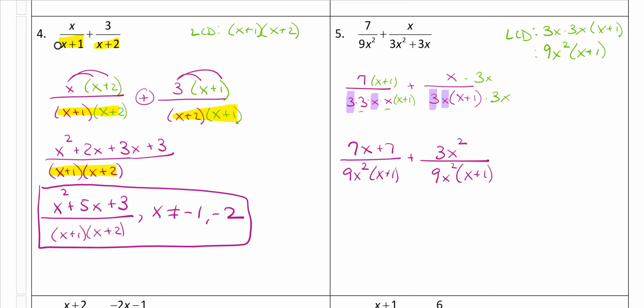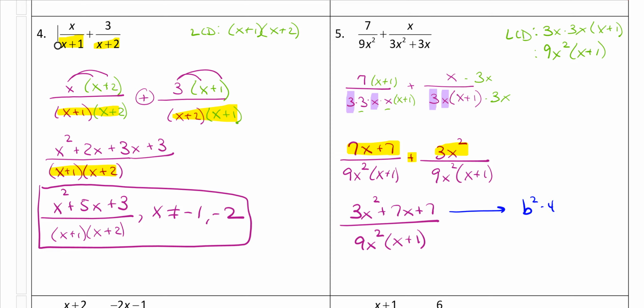And now it's a matter of adding these tops, so we're just going to add the top. So we're going to have 3x squared plus 7x plus 7 all over, and we keep the denominator. And we always keep the denominator. So we can look and make sure that this top doesn't factor. Remember, to do that, we would use our discriminant. So I'm not sure if it does or not. So let's see, we have 7 squared minus 4 times 3 times 7.